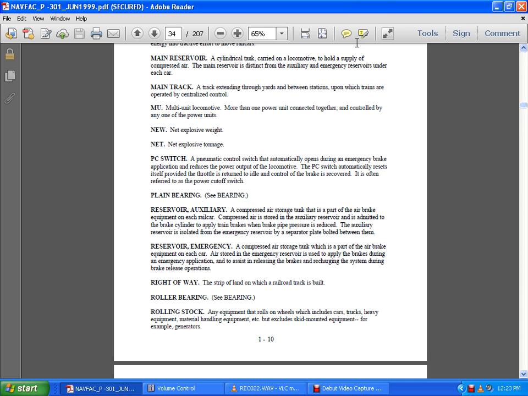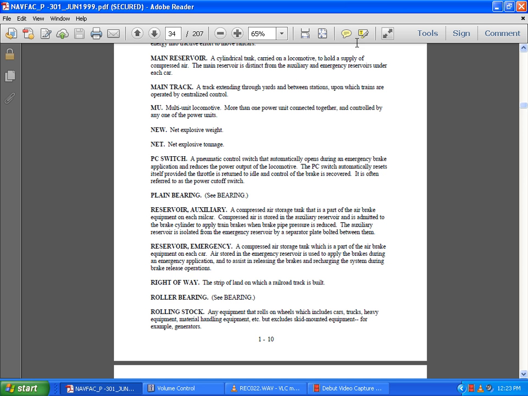Reservoir, emergency: a compressed air storage tank that holds air for the brake equipment on each car. Air stored in the emergency brake reservoir is used to apply the brakes during an emergency application, to assist in releasing the brakes, or to recharge the system during the brake release operation.